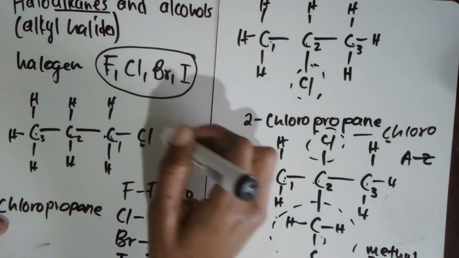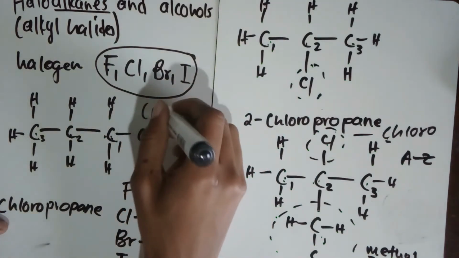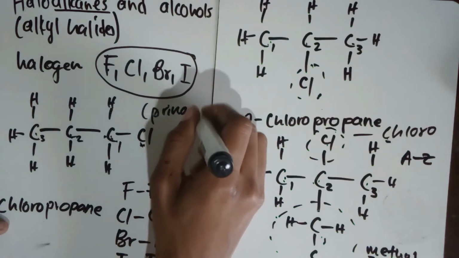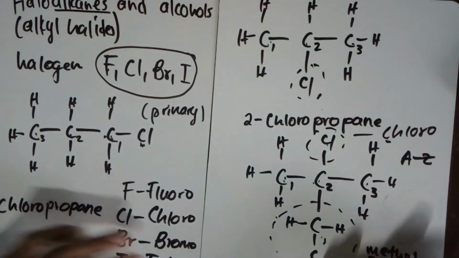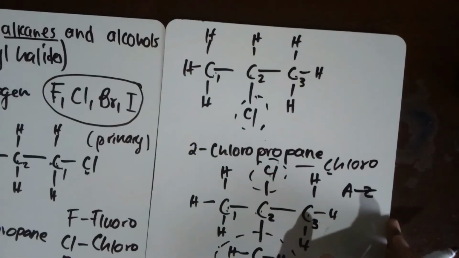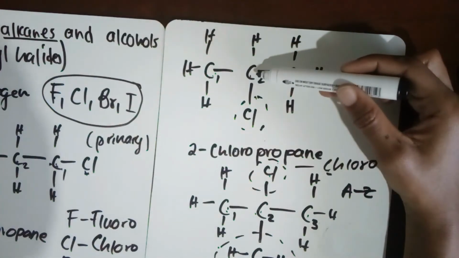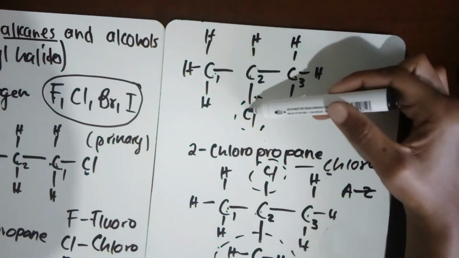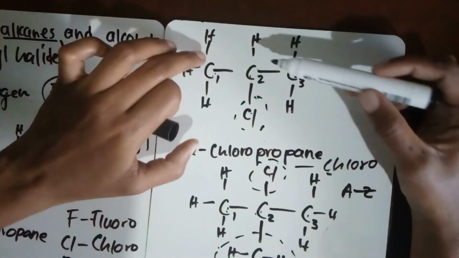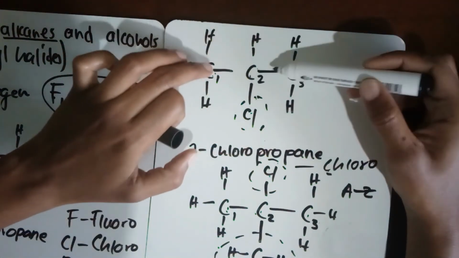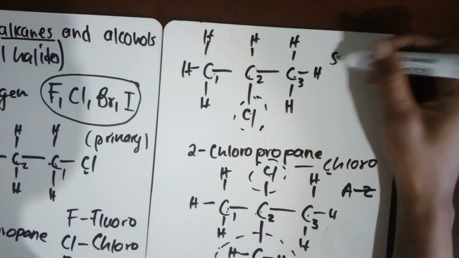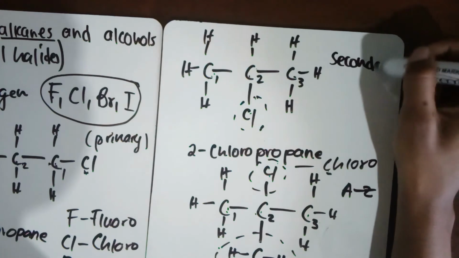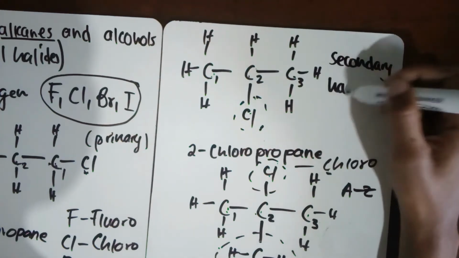If that's the case, we call this a primary haloalkane. Now, let us look at this one here. We see the carbon, which is carbon number 2, bonded to the chlorine atom, is actually bonded to 2 other carbon atoms, right? I hope you can see that. And we call this a secondary haloalkane.